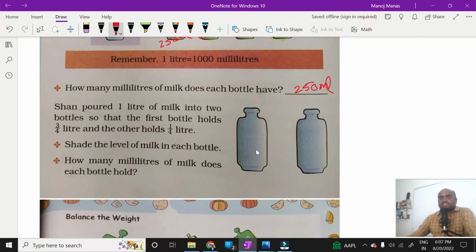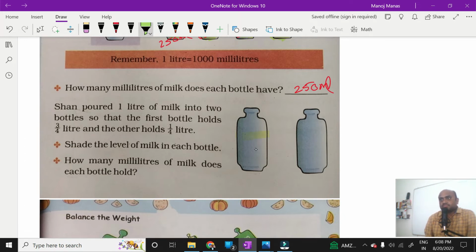Sean poured 1 liter of milk into 2 bottles, so that the first bottle holds 3 by 4th liter and the other bottle holds 1 by 4th liter. Shade the level of milk in each bottle. So this is very easy.